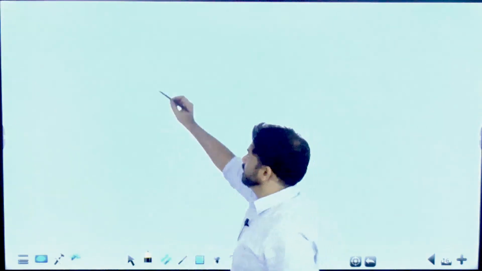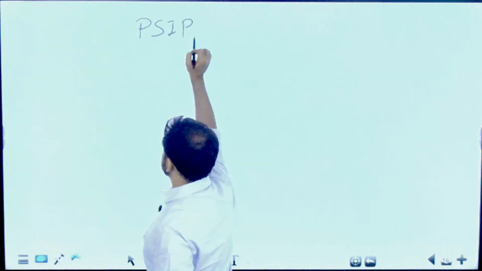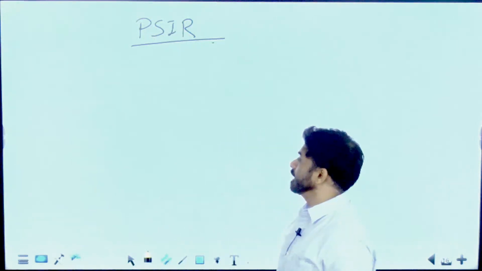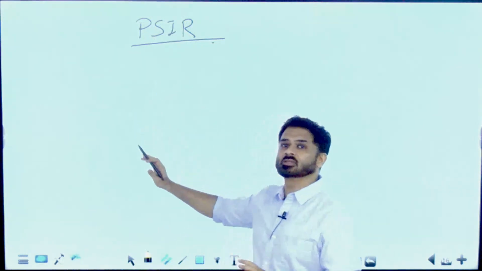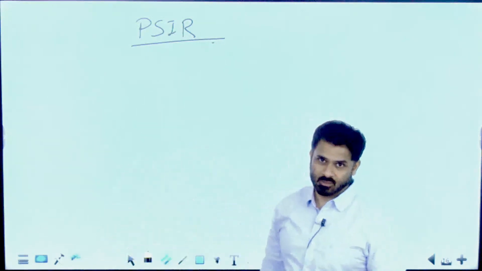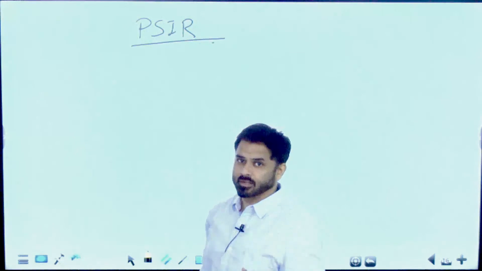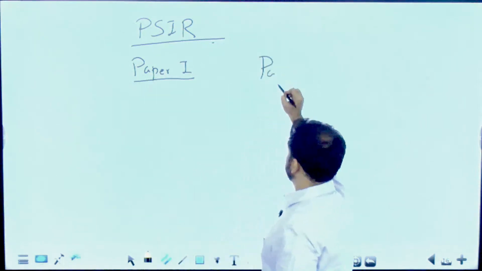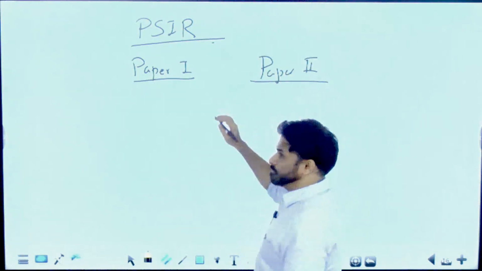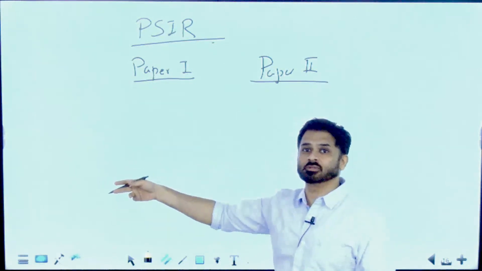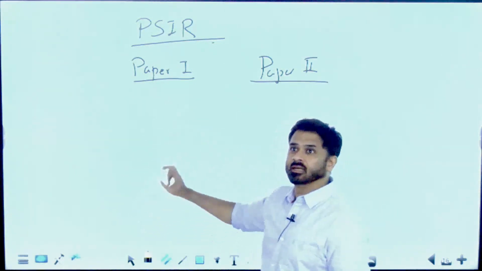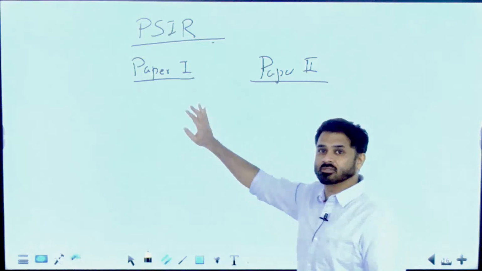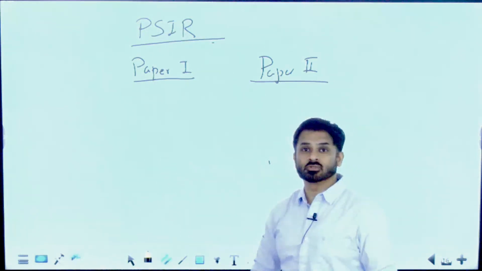So PSIR, Political Science and International Relations, has now become one of the most popular optionals for the civil services examination, and in this subject there is a little difference in comparison to other optional subjects, and that is the way the syllabus has been arranged, right? We have paper 1 of PSIR and paper 2 of PSIR. In general, in social science optionals, the first paper is mostly theoretical and the second paper mostly covers application. So this is theory and this is practice in most of the social science optionals.